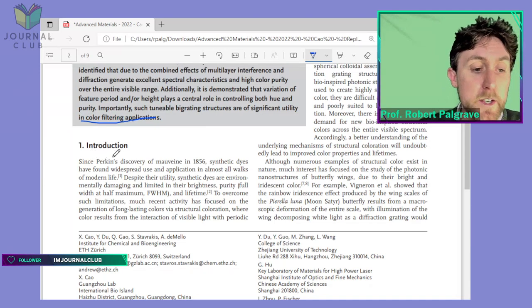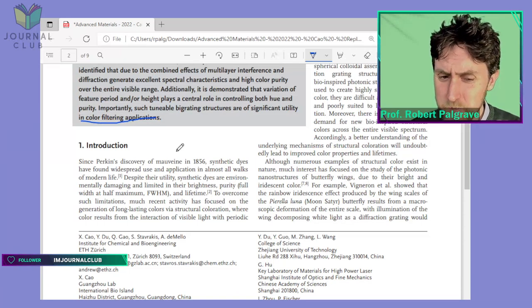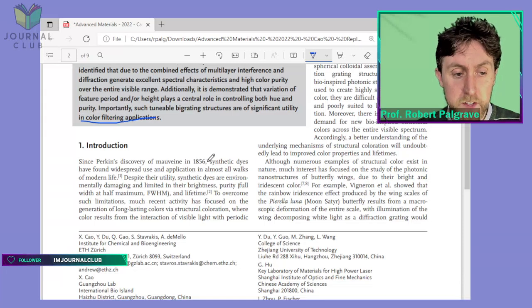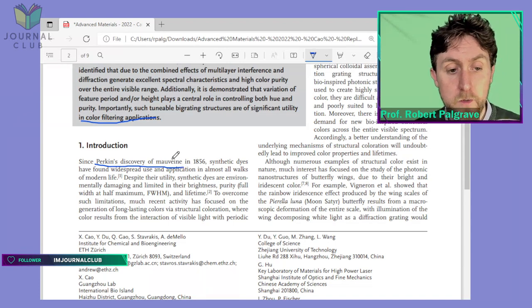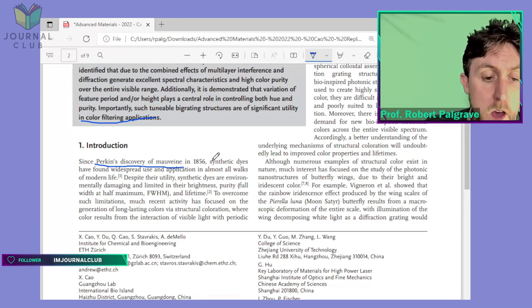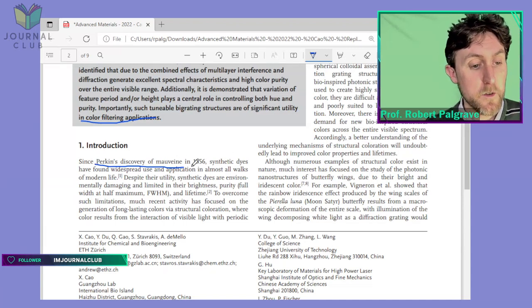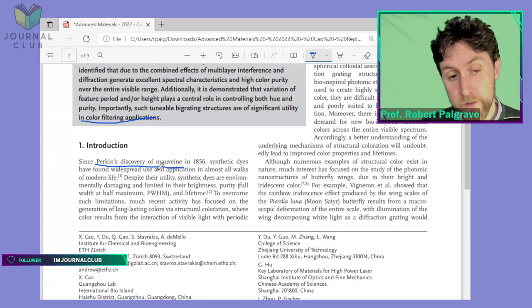So, since Perkin's discovery of mauveine, the first synthetic dye, in 1856. Was it the first synthetic dye? Let's say yes, that makes sense, doesn't it? Actually, this happened just down the road from where I'm sitting at the moment, in West London, so not very far away. And one of the local schools is named after this guy. So since Perkin's discovery of mauveine in 1856, synthetic dyes have found widespread use and application in almost all walks of modern life. Yeah, absolutely.